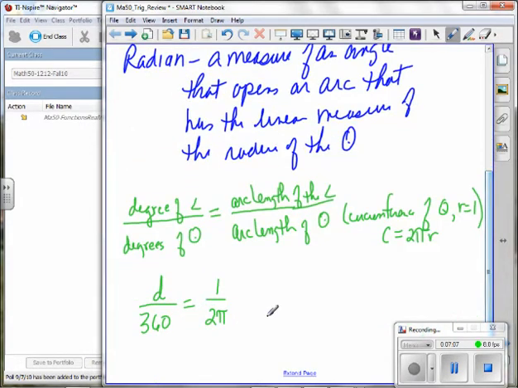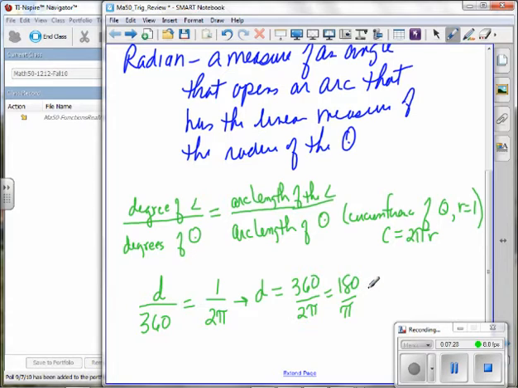Approximate or exact, depending on what we're going for. Okay, so the degree of the angle is 360 divided by 2 pi. All of you who had in your head 180 divided by pi were absolutely correct.